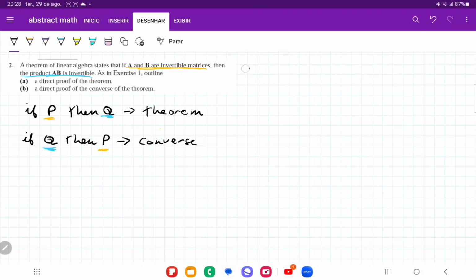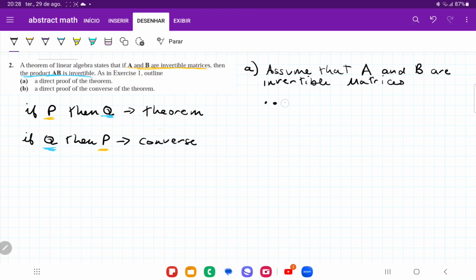So let's do that. So for item A, we want to outline a direct proof. So a direct proof begins by assuming the hypothesis. So we're going to assume that A and B are invertible matrices. So we have assumed our hypothesis, and then we would develop our proof, and then we would show the conclusion.